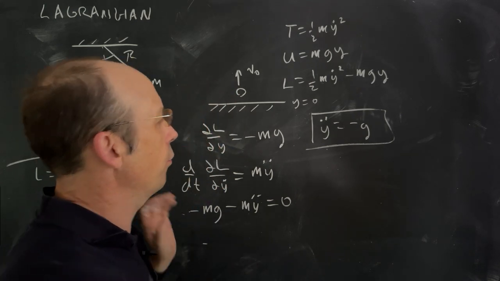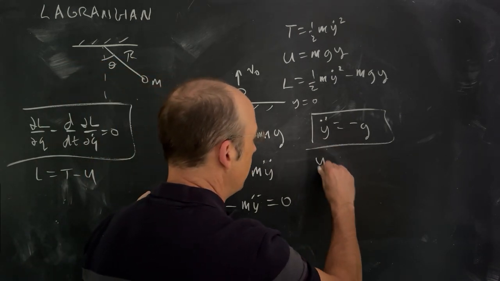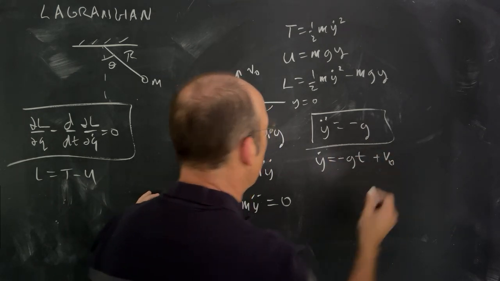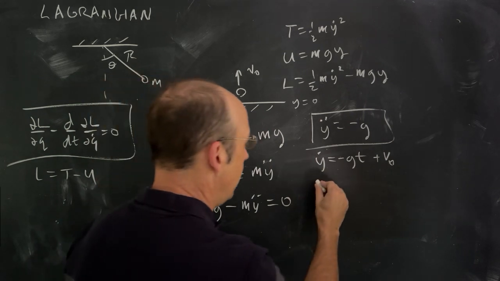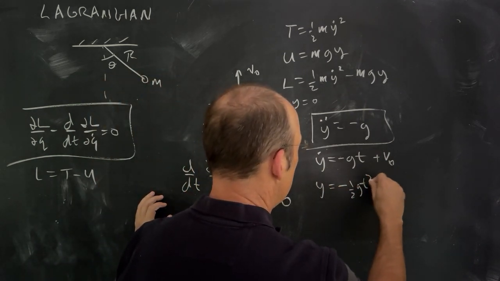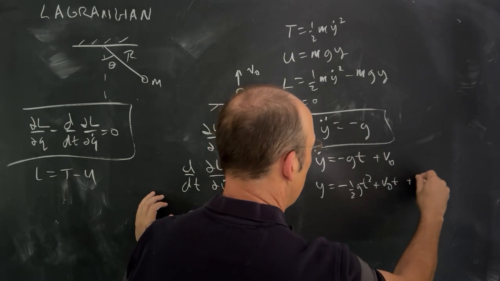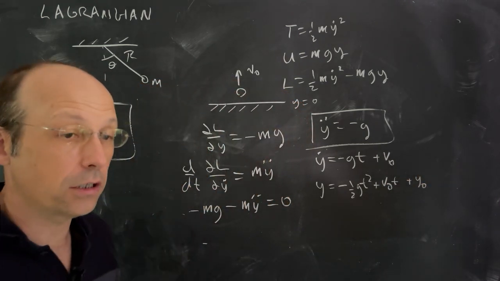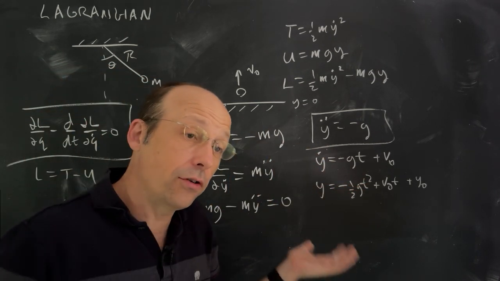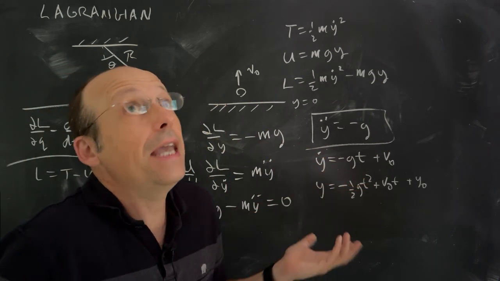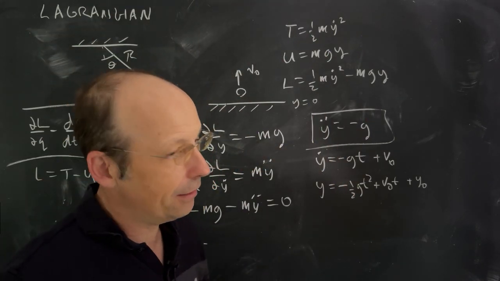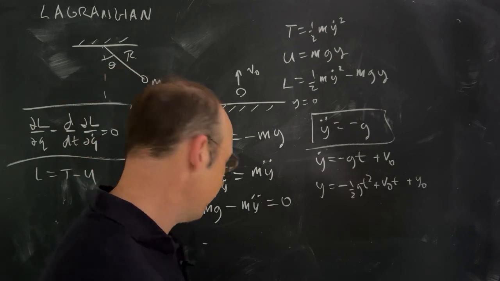I don't want to go through all the details, but if you integrate this once, I get y dot equals negative gt plus v0, right? We've done that before. Integrate again, and I get y equals negative 1/2 g t squared plus v0 t plus y0, and then you have an equation of motion. Pretty cool, huh? And it's important to do something like this because we already knew the answer. If you can do it a different way and get to the same thing, it's like, hey, it's not so bad now, is it?